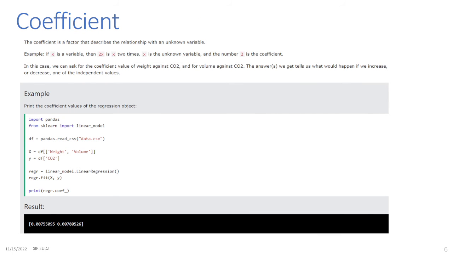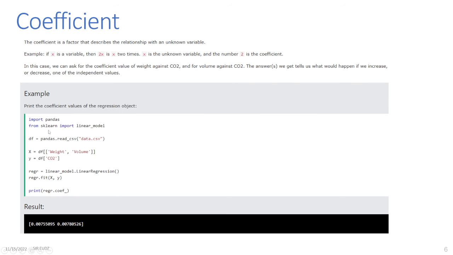Coefficient. The coefficient is a factor that describes the relationship with an unknown variable. Example, if x is a variable, then 2x is x 2 times. X is the unknown variable and the 2 is the coefficient. So here, 2 is the coefficient. In this case, we can ask for the coefficient value of weight against carbon dioxide and for volume against carbon dioxide. The answers we get tell us what would happen if we increase or decrease one of the independent values. So let's say we print the coefficient values of the regression object.